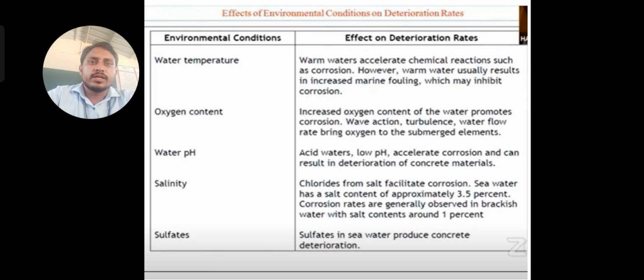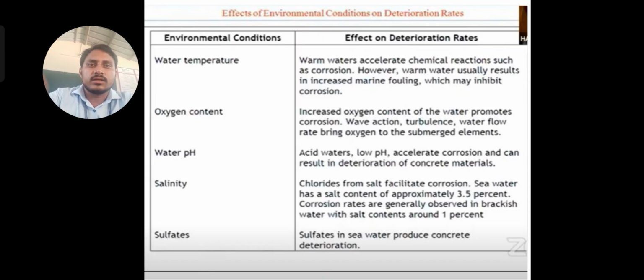The next is salinity. Salinity means the chloride present in the salt water. So when chloride from salt facilitates corrosion, it will lead to corrosion. Seawater has a salt content of approximately 3.5 percent, while corrosion rates are also generally observed with brackish water with a salt content of around 1 percent. If it is 1 percent salt content, then the corrosion rate is more. Now at 3.5 percent salt content, there is a major effect on underwater concrete structures.